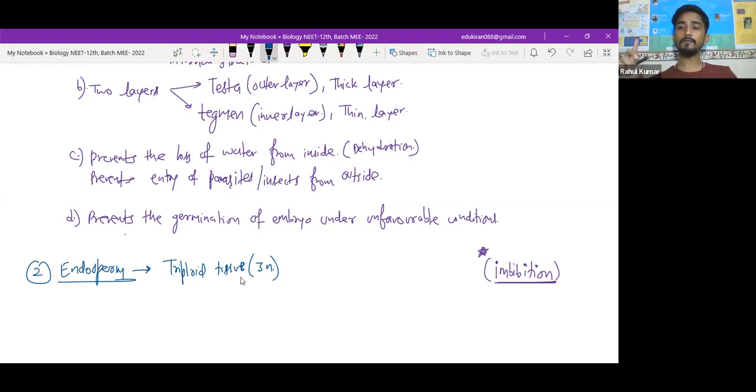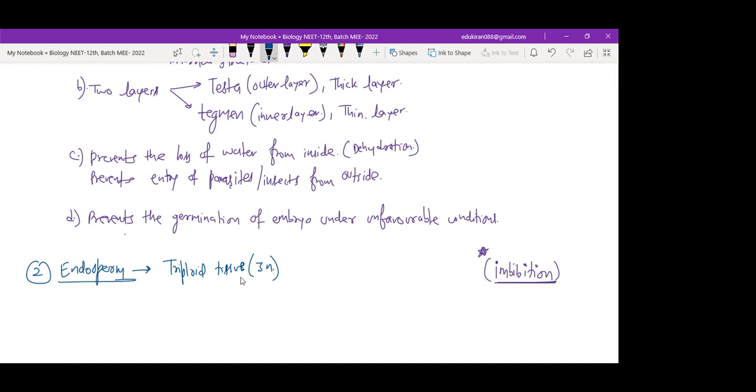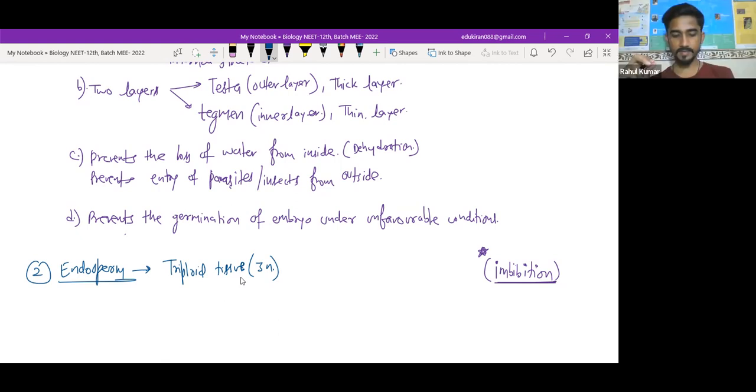1 copy came from the male nucleus, 1 copy came from one of the polar nucleus, and the other copy came from the other polar nucleus. Ultimately, they all fuse together. So do not think that a triploid tissue has 3 nucleus. That is called multinucleated tissue. There's a difference between a triploid tissue and a multinucleated tissue. Our muscles are multinucleated. You know that? Yes. But each nucleus is diploid. Does it make sense, everyone?